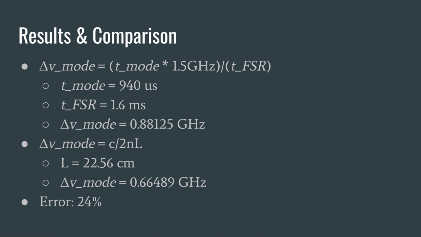We compared the measured spacing to the theoretical values using the laser cavity length. We had some error, most likely due to having an older oscilloscope and a non-precise cavity length measurement. Overall, this experiment demonstrated that the Fabry interferometer can be used to measure and separate the frequency modes of a laser.